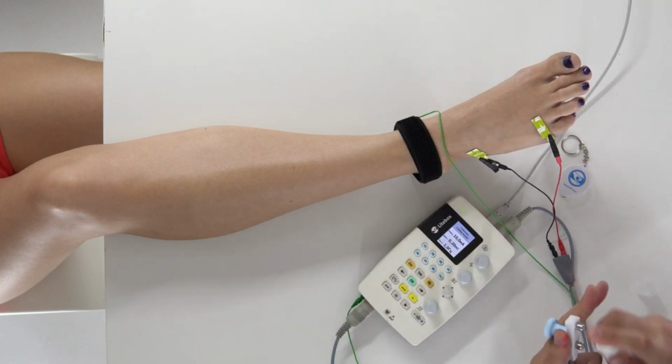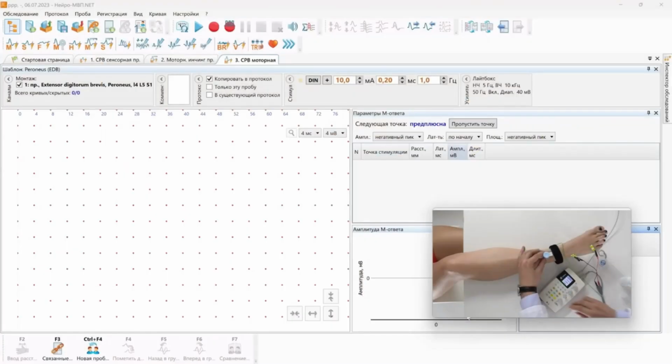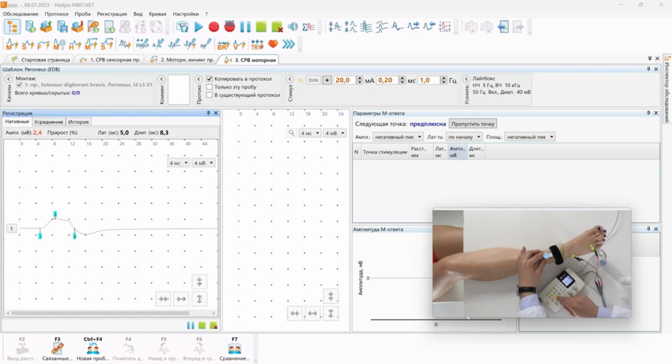We moisten the electrodes with water for better contact. We set the current strength at about 20 milliamps and begin stimulation to find the supermaximal current strength. So, I apply the first stimulus and get an amplitude of 2.4 millivolts.